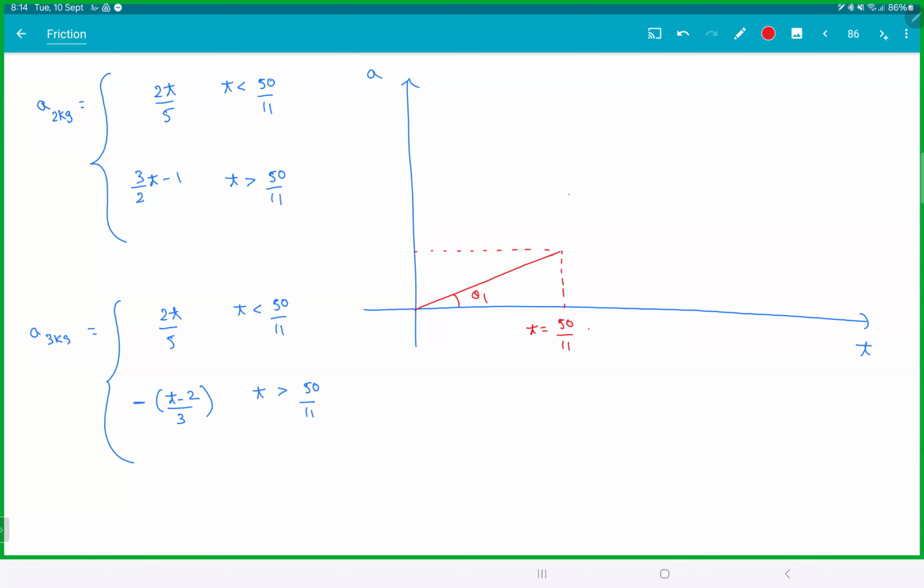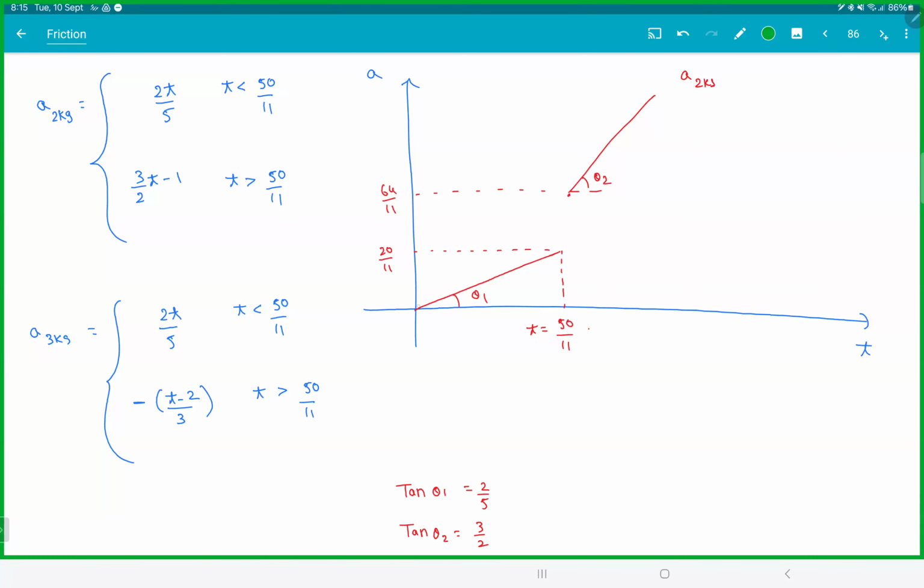The value will suddenly jump here to some 64 by 11. Initially, it was 2t by 5 into 50 by 11, which is 20 by 11. There's a huge jump, and then this becomes steep. This guy is theta 2. So tan theta 1 is 2 by 5, tan theta 2 is 3 by 2. This is your 2 kg.